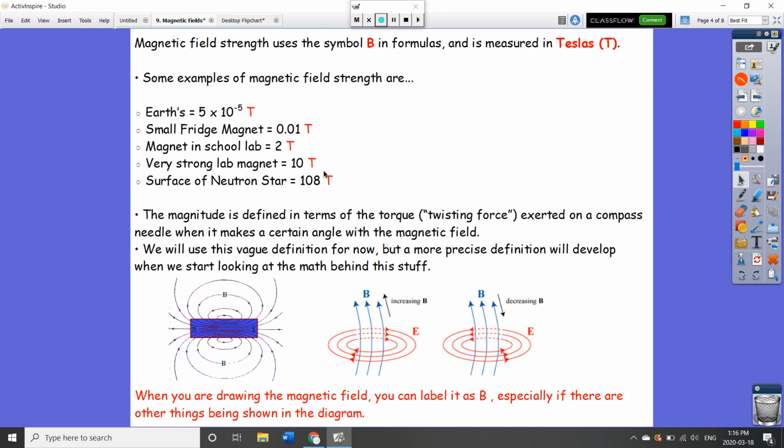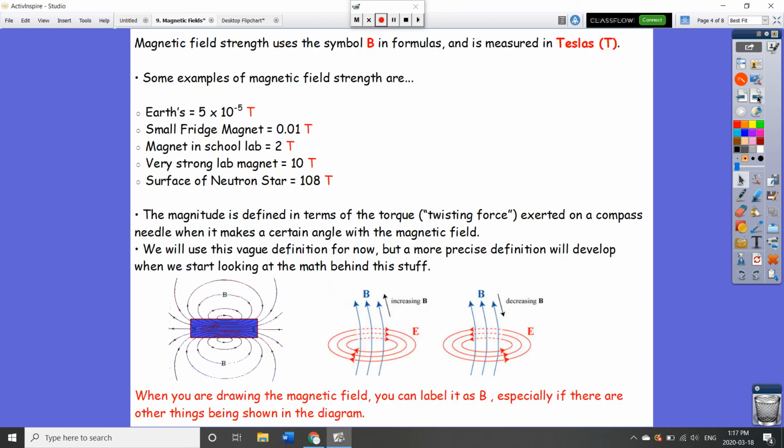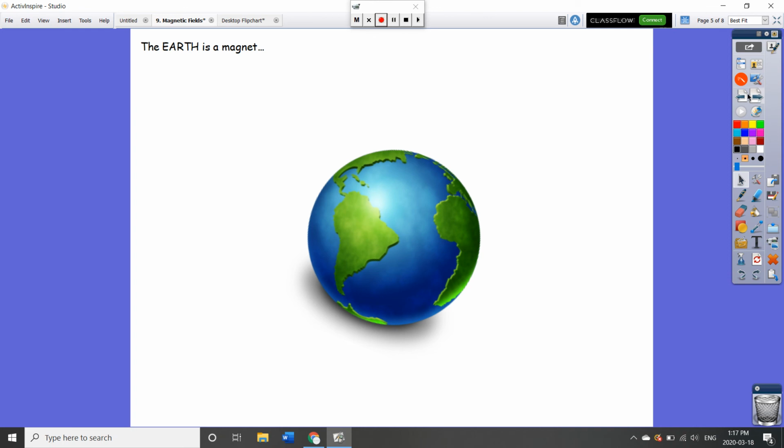All the way to, like, if you're on a neutron star, the magnetic field strength would be 10^8 Tesla. And it's kind of a measure of that twisting force. So this compass needle is going to twist. It's going to have a torque. That's kind of what it's talking about. How much does it actually twist? That's the magnetic field strength.